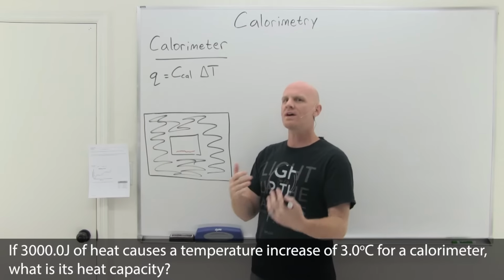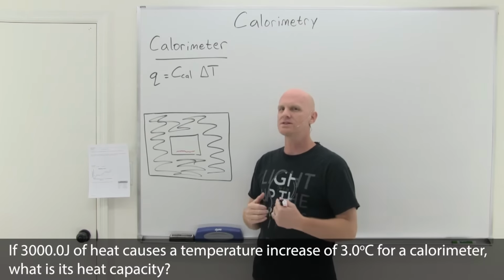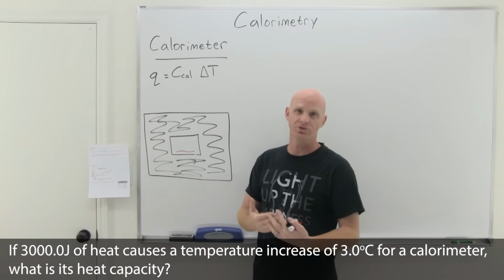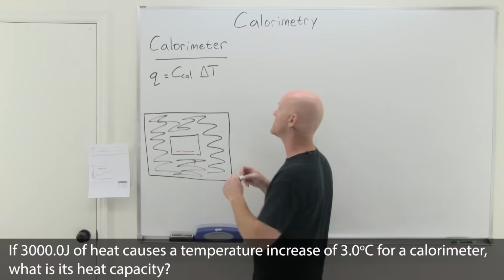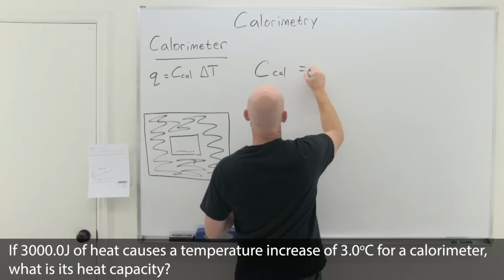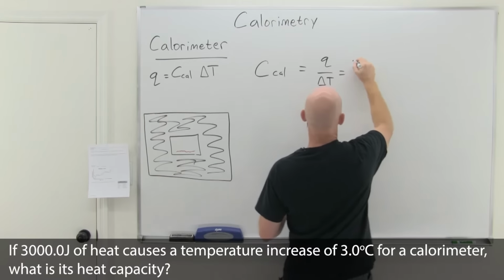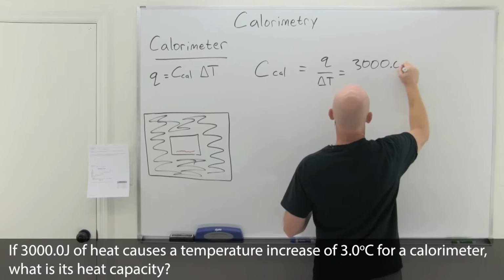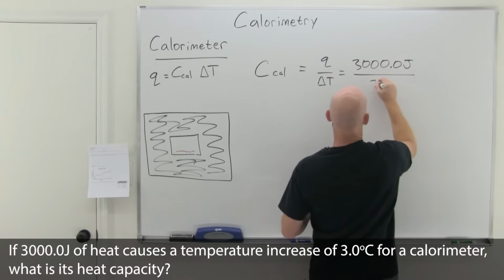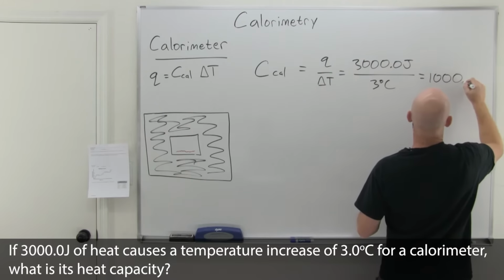Well, if 3,000 joules raised it 3 degrees, we can maybe intuitively see that it would take 1,000 joules to raise it 1 degree, and that's essentially what this is going to be. So let's rearrange this here and solve for that heat capacity. In this case, you can see it's going to equal Q over delta T. And so we'll take that 3,000 joules divided by the 3 degrees Celsius, and we'll get 1,000.